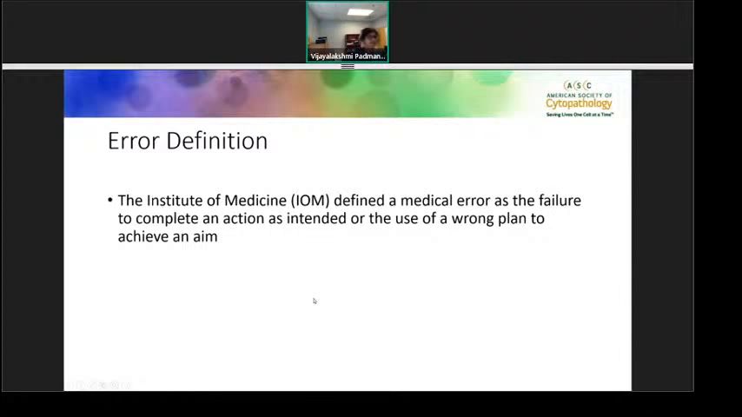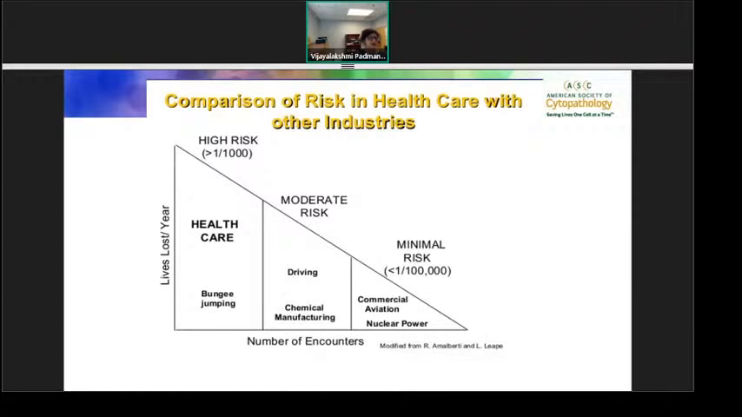Now, the Institute of Medicine defines medical error as the failure to complete an action as intended or the use of a wrong plan to achieve an aim. Now, if we look at where healthcare is, a lot of people will say, I'm just going to drive, I'm scared of flying. But look at this, the airline industry has actually got its act together. It's now considered minimal risk as opposed to healthcare, which is up here next to bungee jumping. So think about that for a minute.